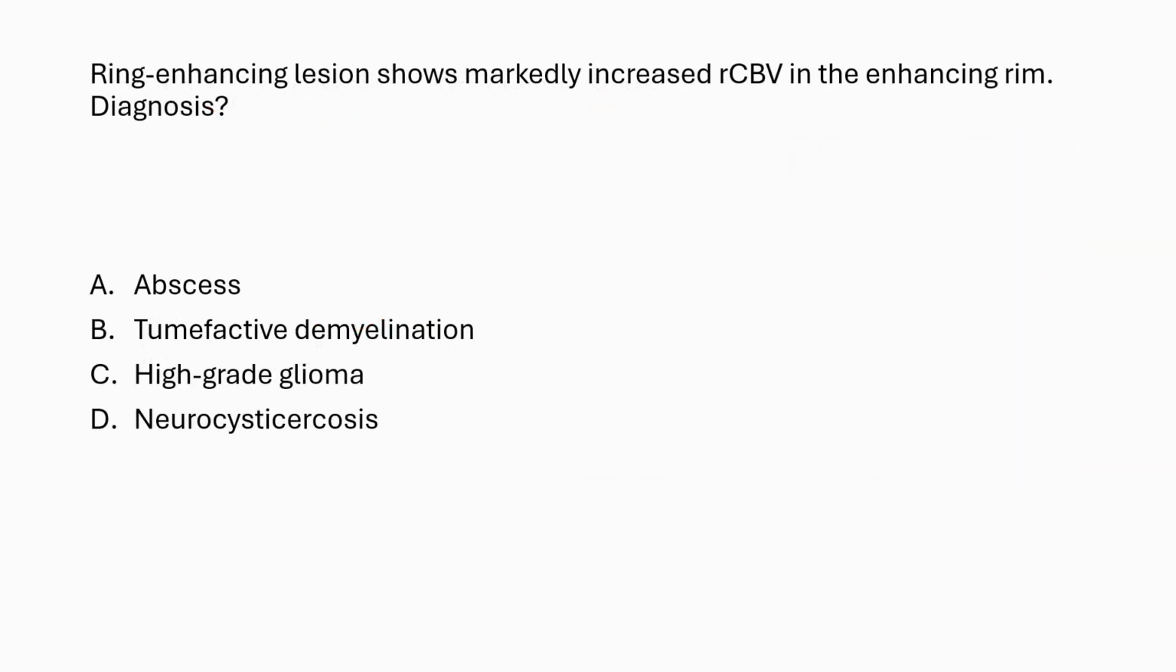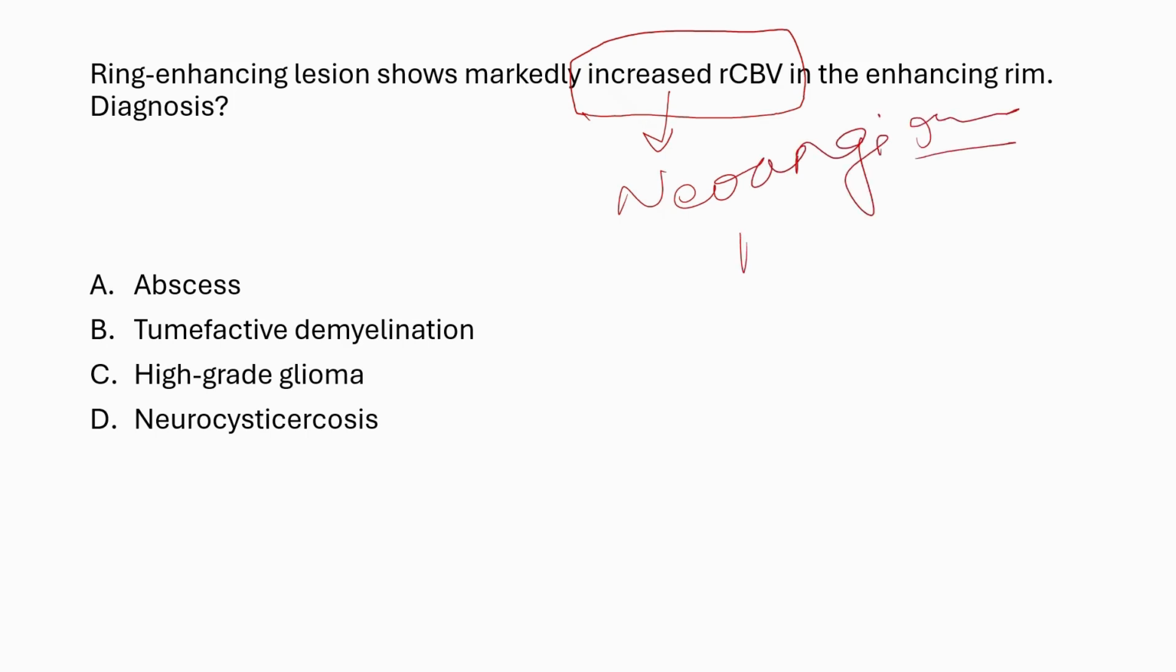Ring enhancing lesion shows markedly increased relative cerebral blood volume in the enhancing rim. This is asking about the increase. Previous question was about the decrease or loss of relative cerebral blood volume, but in this it is increased. So this suggests that there is neoangiogenesis. Neoangiogenesis is seen in neoplastic lesions, especially high grade. So this is the high grade glioma.